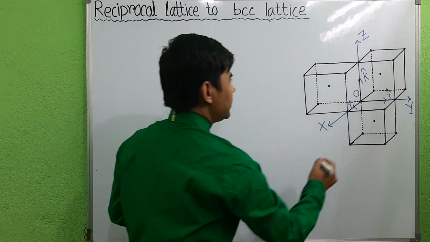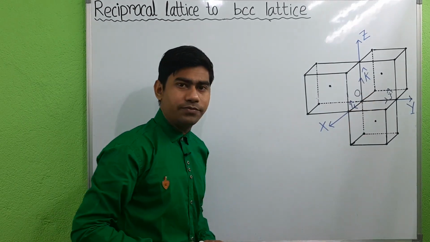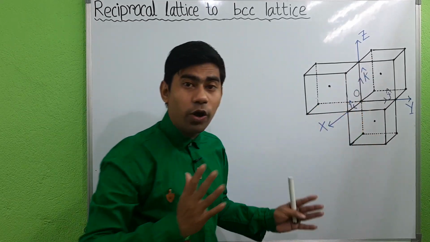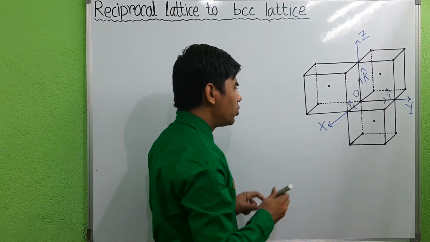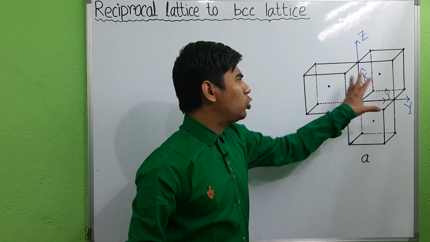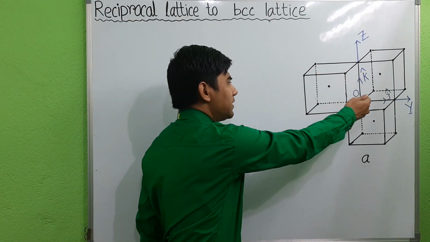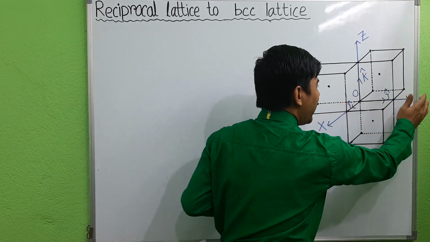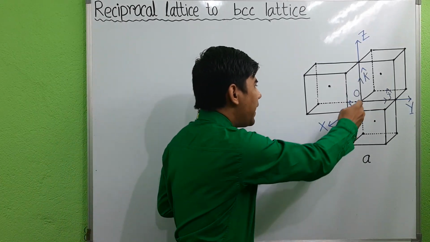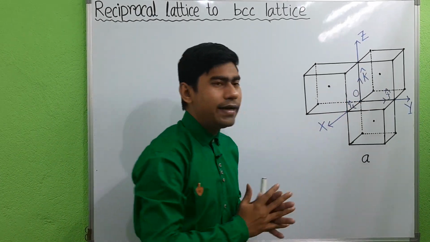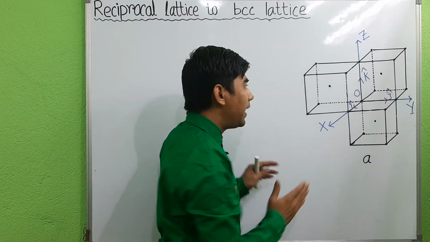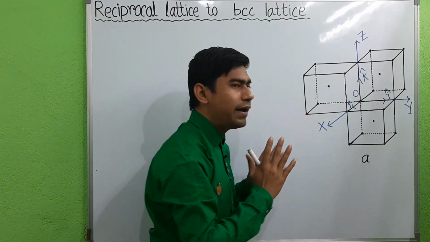Now suppose this is origin O, where the 3 unit cells are joined together. Suppose the length of each cube is a. Suppose this is the x axis, this is the y axis, and this is the z axis. Along this direction the unit vector is i cap, along this direction the unit vector is j cap, and along this direction the unit vector is k cap.